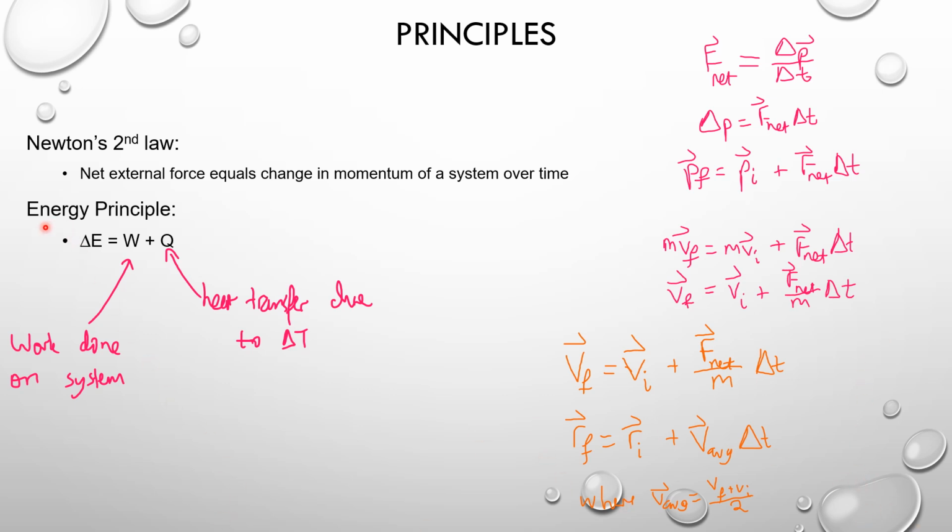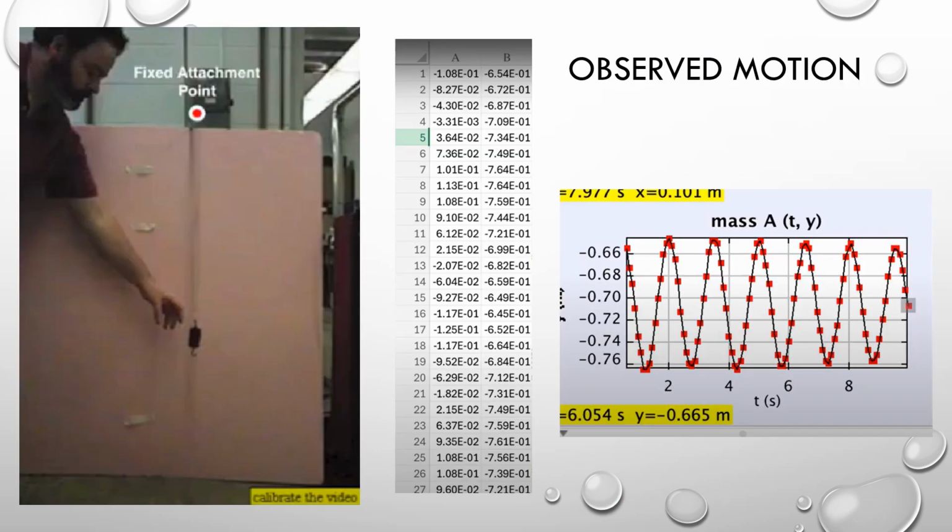Another thing we have to keep in mind is the energy principle, which states that the change in energy is the work done on the system plus the heat transfer due to the change in temperature. We're going to be assuming that there's no work done on the system and no heat transfer, meaning the change in energy should be zero.